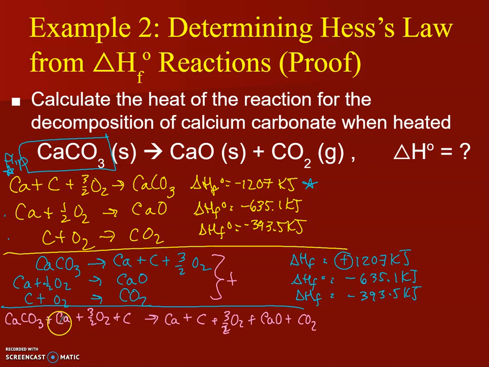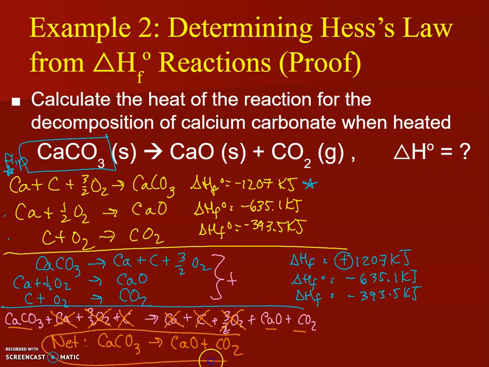I have a Ca on the left, I have a Ca on the right. I have a C on the left, I have a C on the right. I have 3 halves O2 and 3 halves O2. So what does that leave? That leaves CaCO3 decomposes into CaO plus CO2.